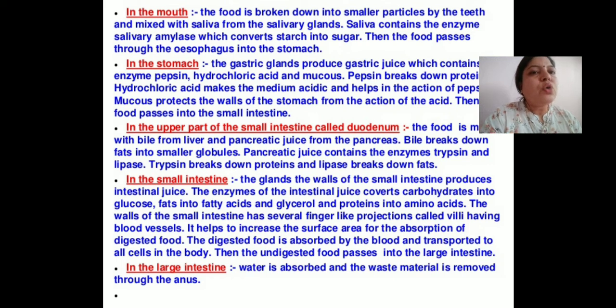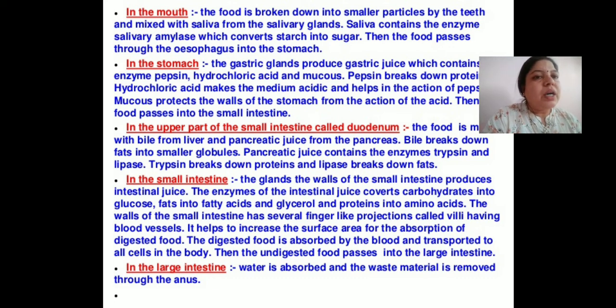The enzymes of intestinal juice convert carbohydrates into glucose, fats into fatty acids and glycerol, and proteins into amino acids. The walls of the small intestine have several finger-like projections known as villi, having blood vessels. They help to increase the surface area for absorption of digested food. The digested food is absorbed by the blood and transported to the cells of the body.